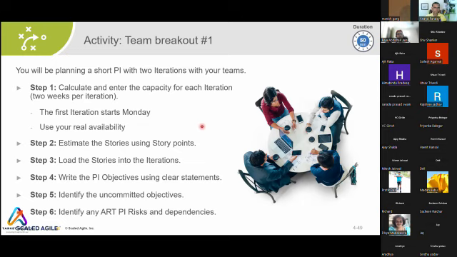So Abhishek, I have a question here. For step number 3, it is mentioned that we need to load the stories into the iterations. Does that mean that for a 10-week PI or a 12-week PI, with a 4+1 or 5+1 configuration, we need to tag all the user stories against all the iterations? I am understanding your question before you're asking.